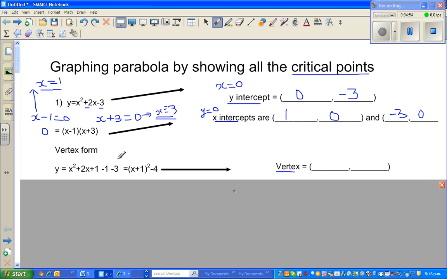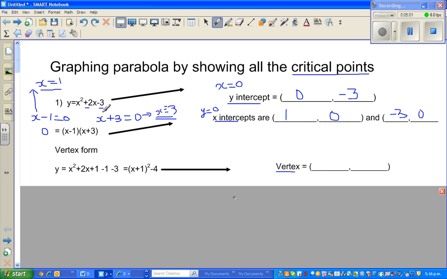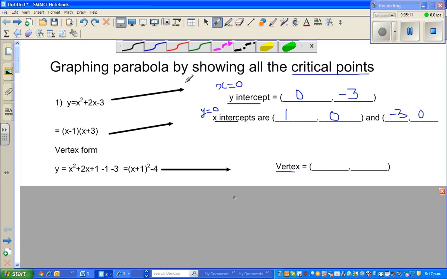Now, to find the vertex, I call this the vertex form. If you have listened to my previous videos, I've told you about perfect squares and completing the square. What you have to do is look at x squared plus 2x. I want to make this a perfect square. Half of 2 is 1, and then square it. So that is 1.